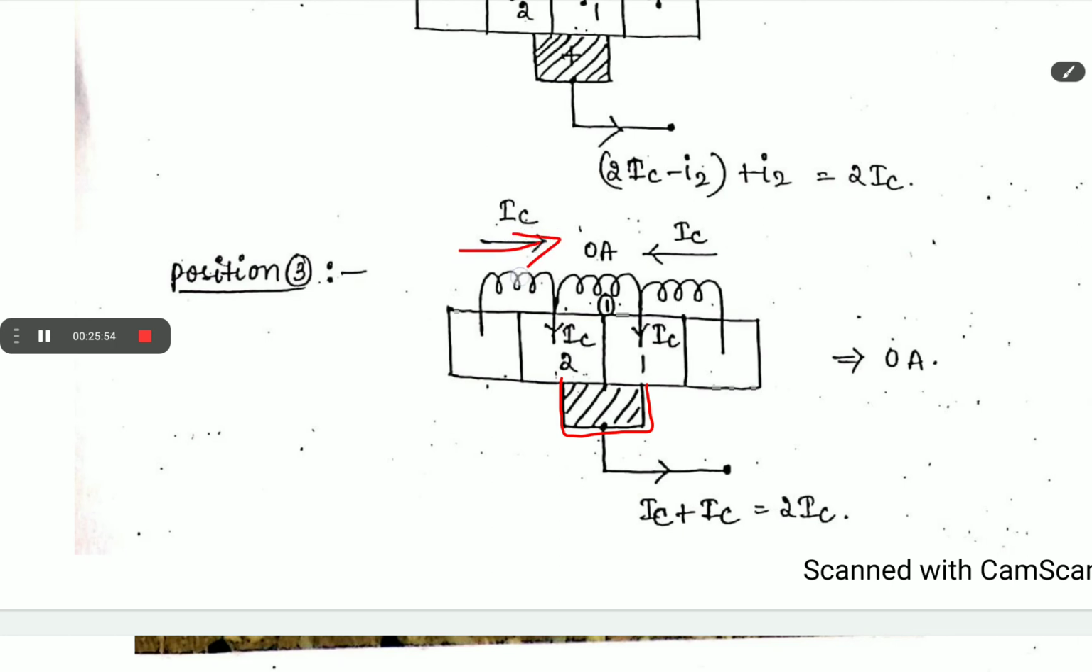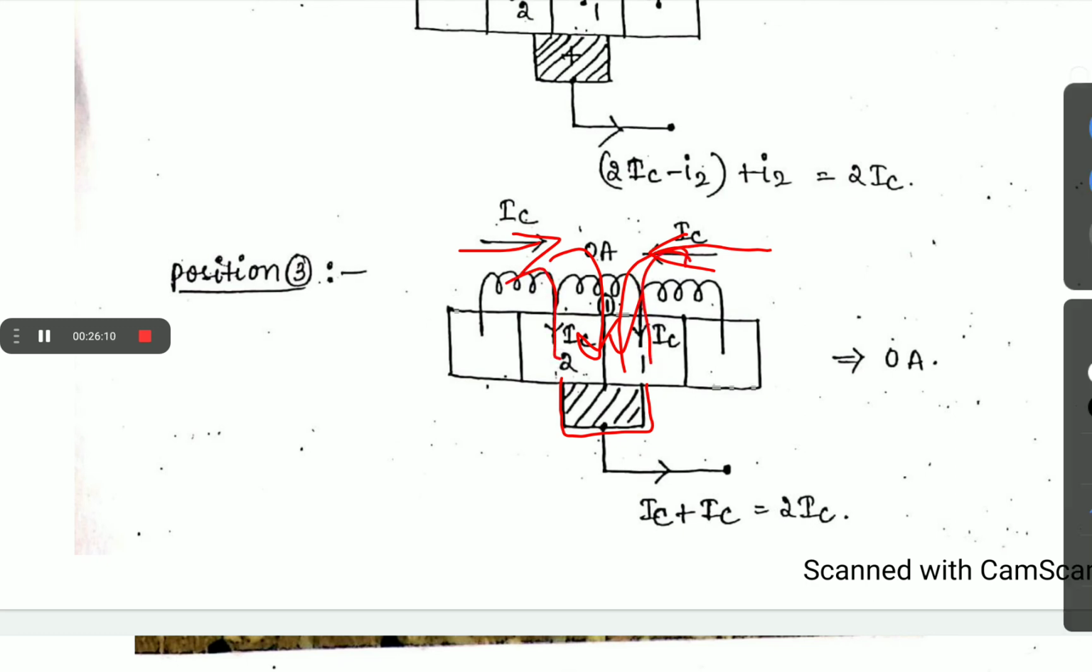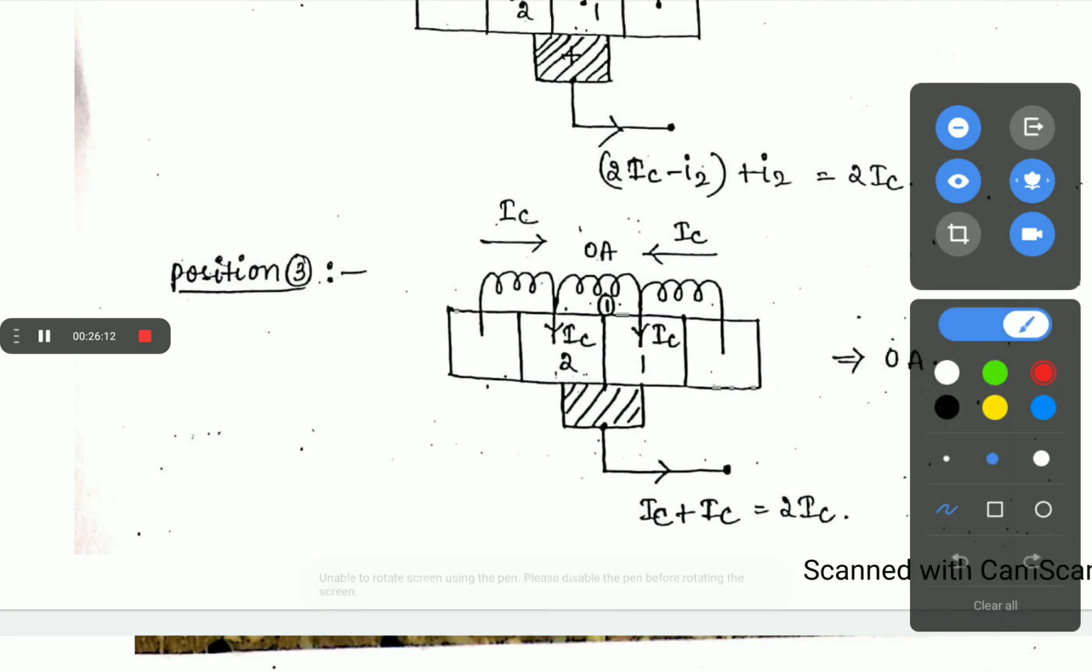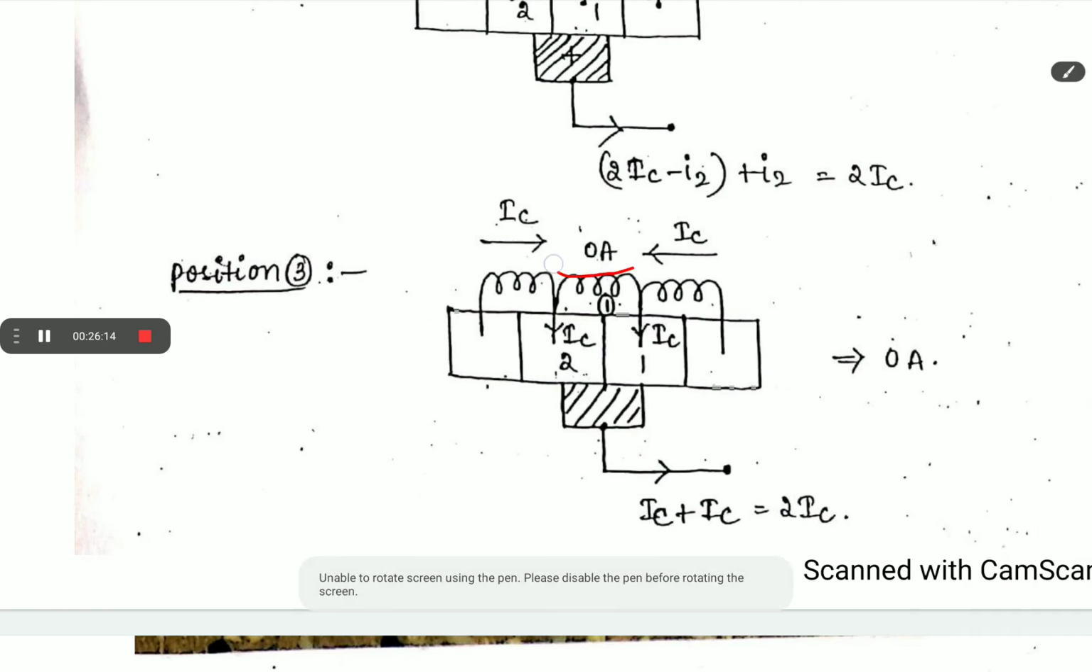One current coming from here and another current in the opposite direction coming from here, and both are going to flow here. So that is, current is coming through both these paths. So what will the current through this winding be? That is 0 ampere, because to collect the current to the brush there are two paths.